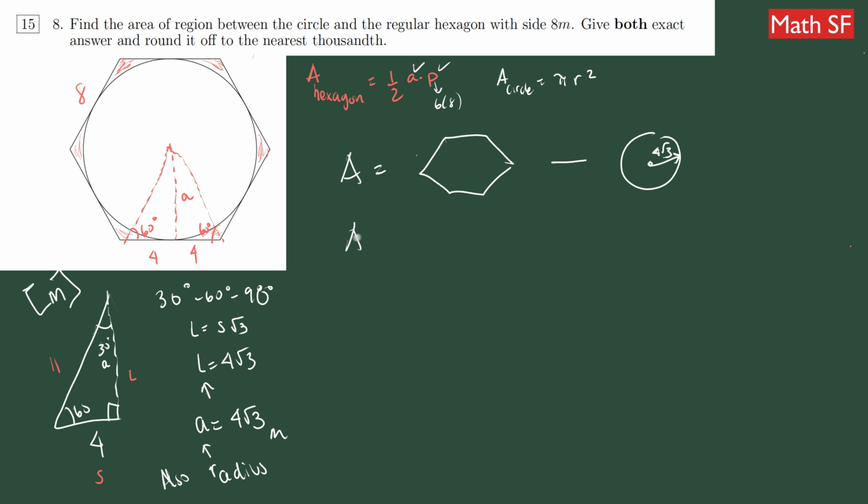Now area is equal to 1/2 AP minus pi r squared. I'm going to write my formula. Area is equal to 1/2, the apothem is 4 root 3, the perimeter is 6 times 8, minus pi r squared, which is 4 root 3 squared.